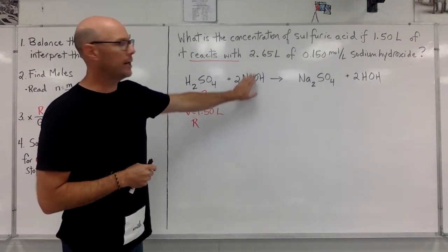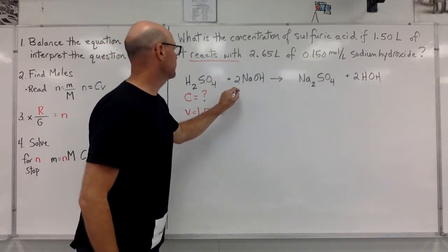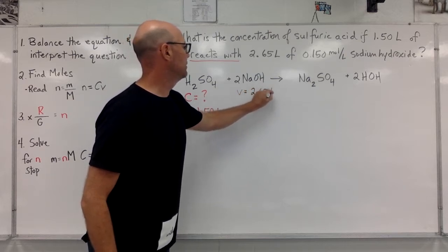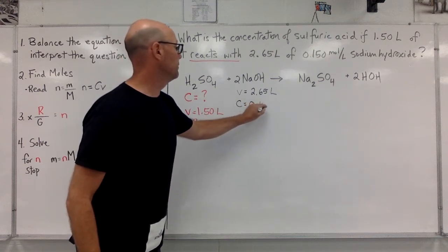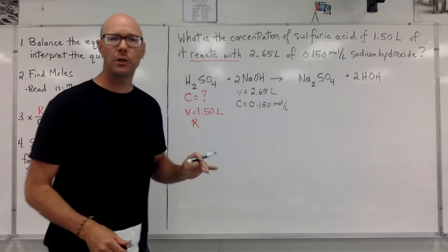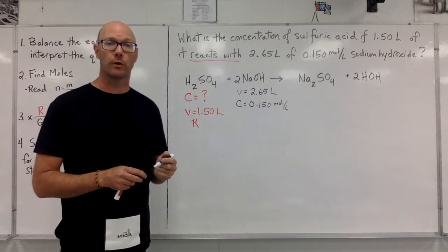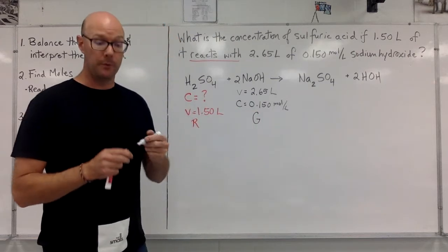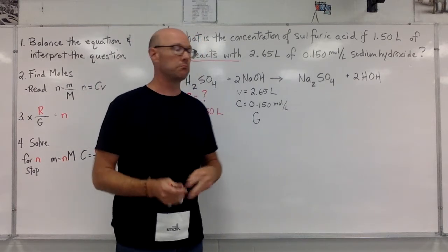Here's the sodium hydroxide. We have the volume and its concentration. The volume right here, 2.65 liters, and the concentration, 0.150 moles per liter. We're still getting used to those units, moles per liter. Those are the standard units for molar concentration. We have our interpretation. This is the G, by the way. We've balanced our equation. We've interpreted the question. Our next step, let's find moles.